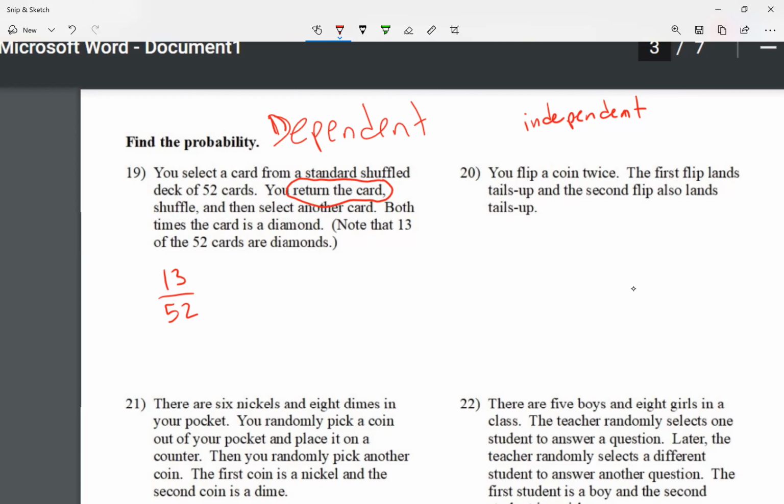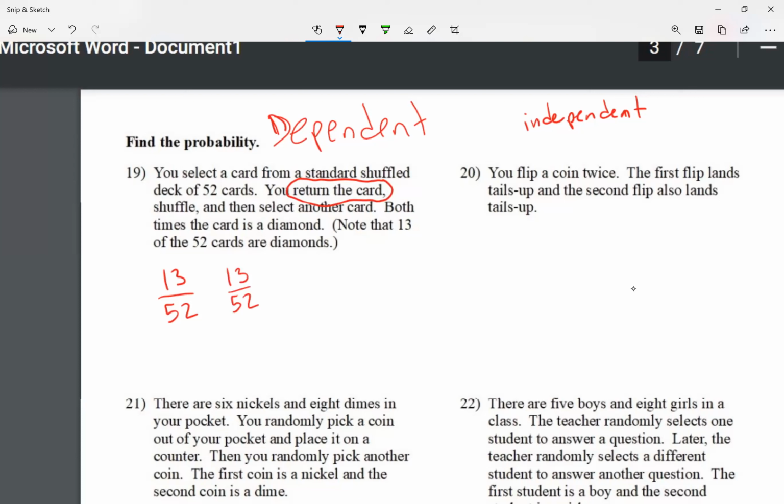All right, in the second event, I'm going to grab a diamond as well. We know there's 13 out of 52 on the second event. If I did not return the card, it would be 12 out of 51, right? There would be only 12 diamonds. There would only be 51 total. But because it is independent, because I returned the card.